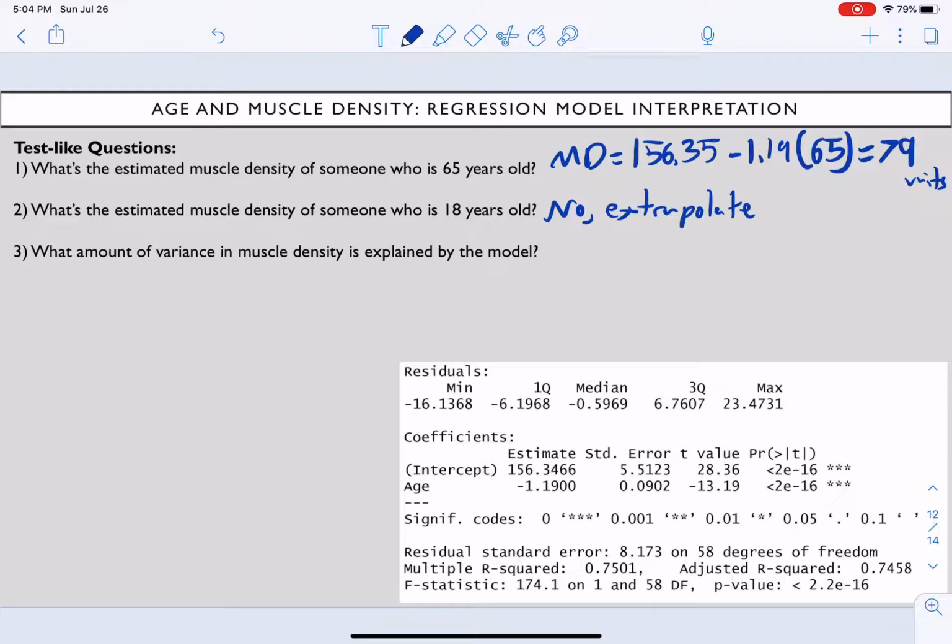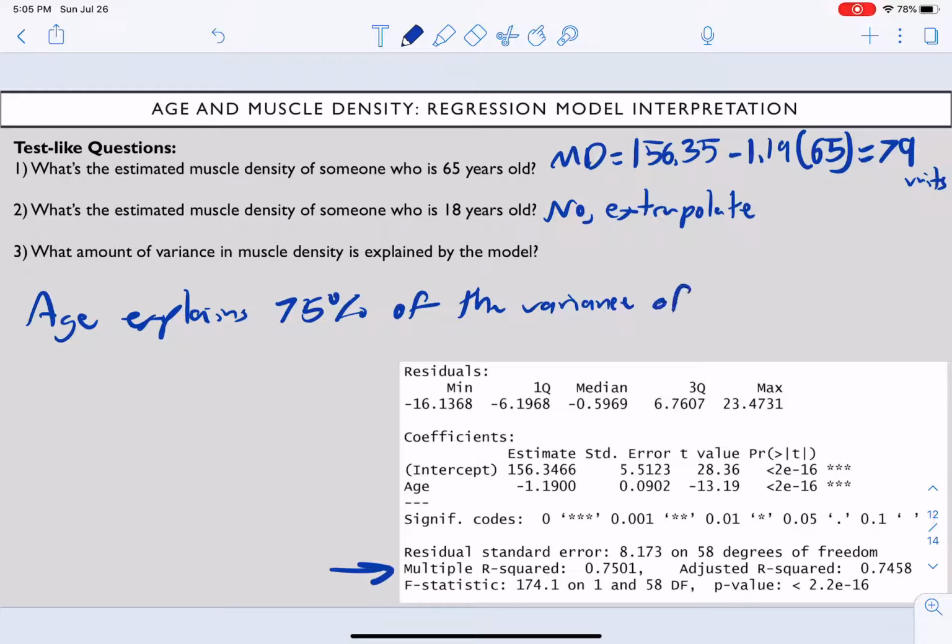Very, very cool. And then, just like the last one, how much of the story is being told here as far as muscle density? Well, all we want to do is just come down here to the r squared. The r squared, not worried about the adjusted r squared, but we just worry about this one. And what is that? Well, let's see. Age explains 75% of, 75.01, so we'll just leave it as that. Explains 75% of the variance of muscle density.